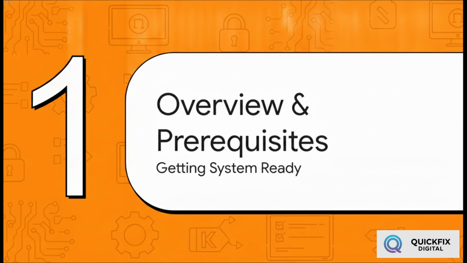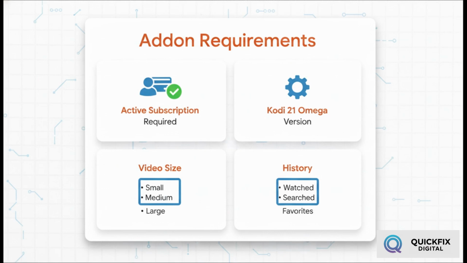Section 1, Overview and Prerequisites, or getting your system ready. So, before we type a single URL or click a single menu item, let's talk about what you actually need to have in place. The add-on itself is simply called EasyNews, and it lives inside the EasyNews repo. But here is the absolutely crucial part. From the source material, you strictly require an active EasyNews subscription to use this add-on. This isn't some sort of free workaround. It's a dedicated tool specifically for users who already have an EasyNews account and want to stream their content right through Kodi. You also need to be running Kodi 21 Omega, so make sure your software is fully up to date.